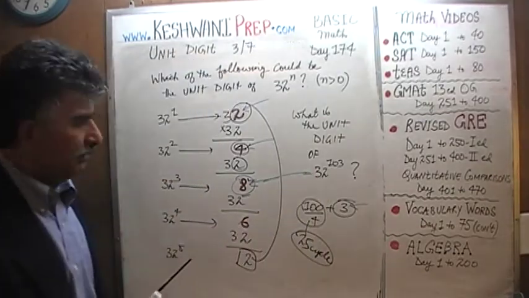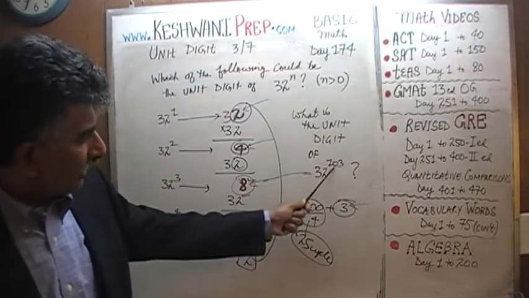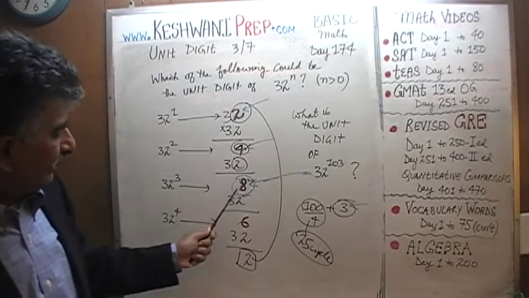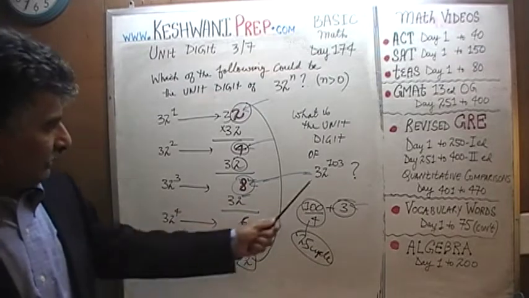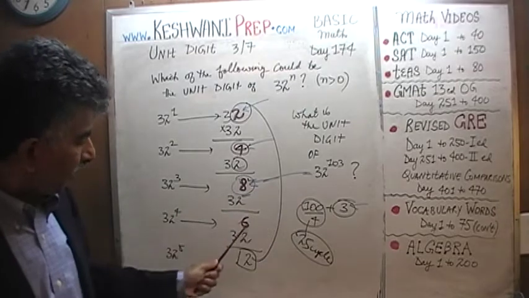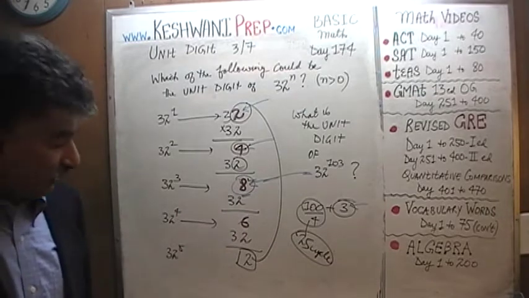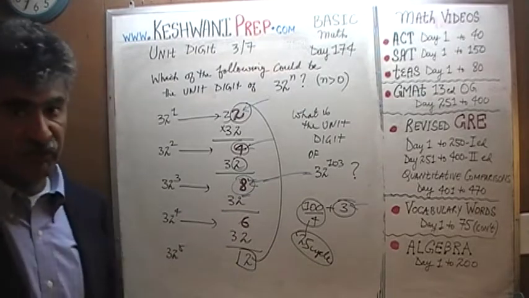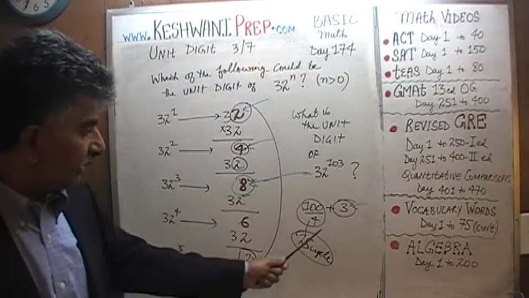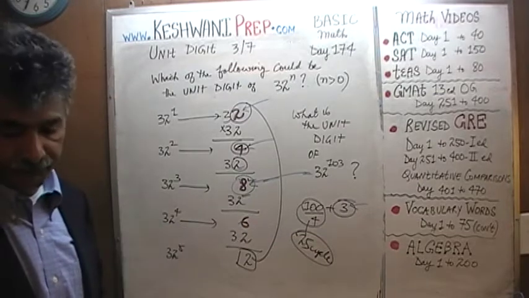It will end in an 8. 32 raised to 103 will end in an 8, not a 6. 32 raised to 104 would have ended in 6. Then we would have a complete cycle. We would have had 26 complete cycles. Here we have 25 complete cycles and 3 more to go. Do you understand? Let's do one more.